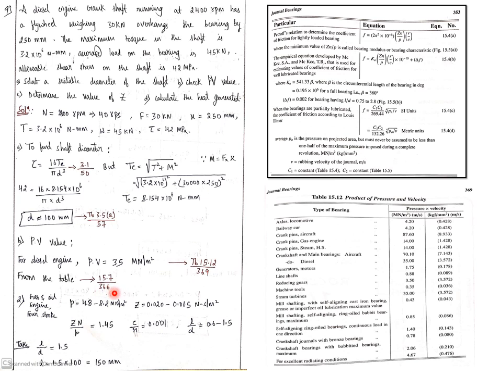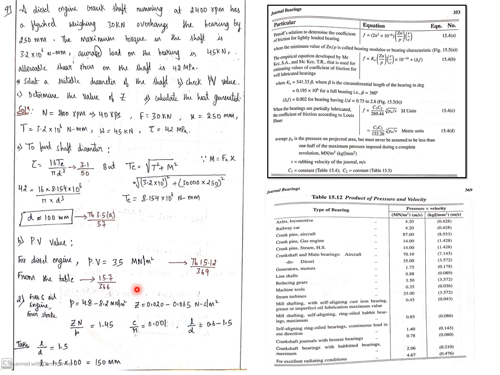So this is the standard diameter, which you have to get from page number 57, that is table 3.5a. So this is the method of finding the diameter of the shaft, which is related to Design of Machine Elements 1. Okay, so let's see the second one, to find the PV value.